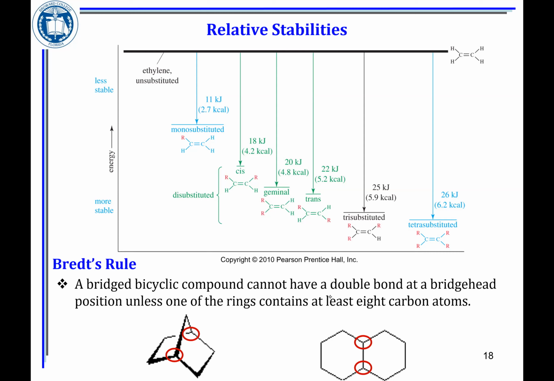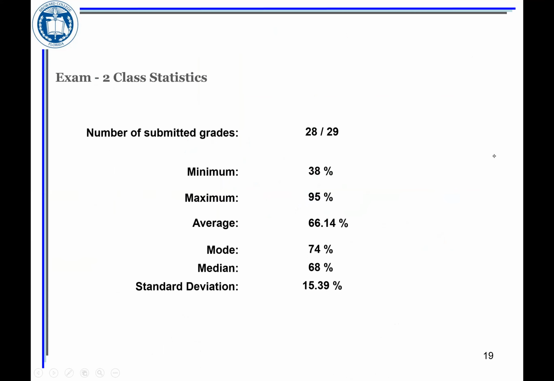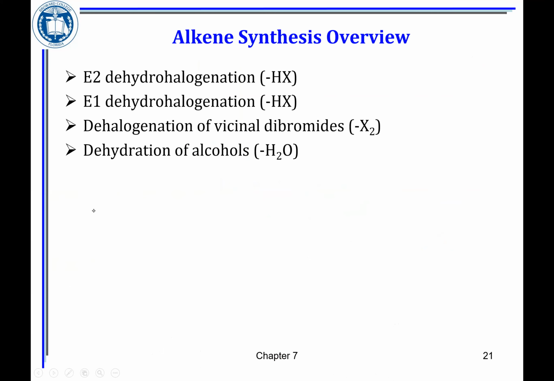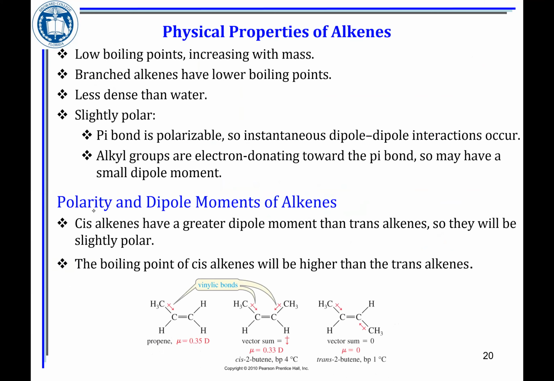For the alkene, if you do have a bicyclo system, the double bond cannot be on the bridge unless one of them has like 8 carbons. So that's a very minor point. Polarity, we talked about the pi bond. Cis is more polar than the trans.